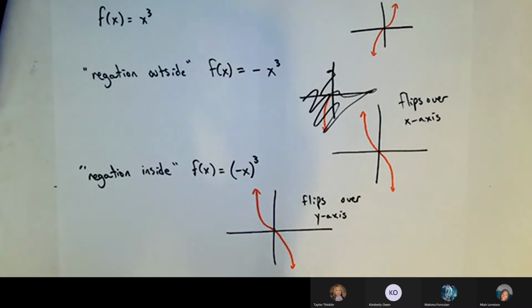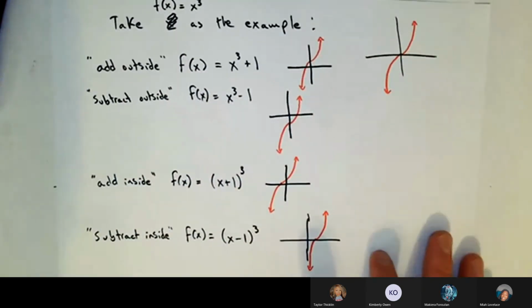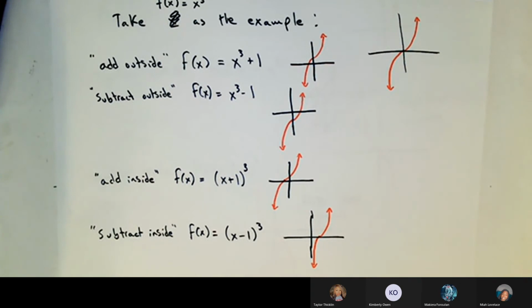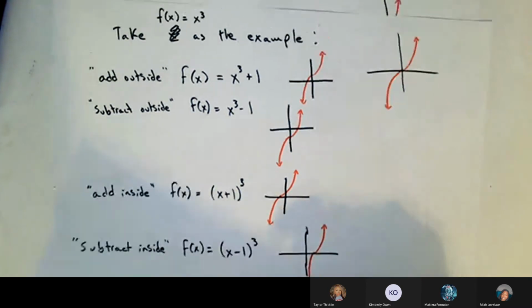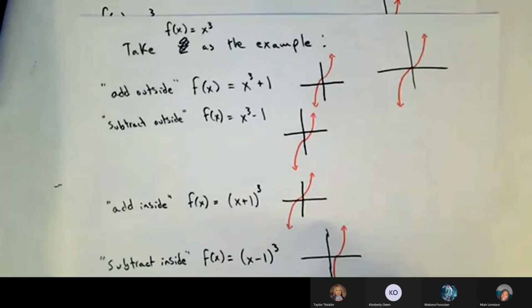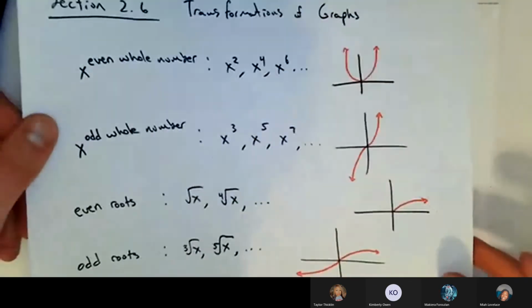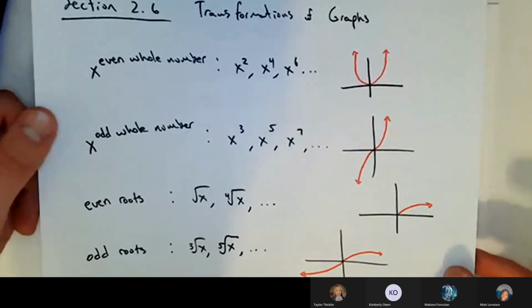So there's also multiplying and dividing, but let's throw that away too, and let's just focus on the shifting, which is adding and subtracting inside and outside. So this page, up, down, left, right, and the negations. For what base graphs do you need to know these things? For the 4 base graphs that I put here on the first page.